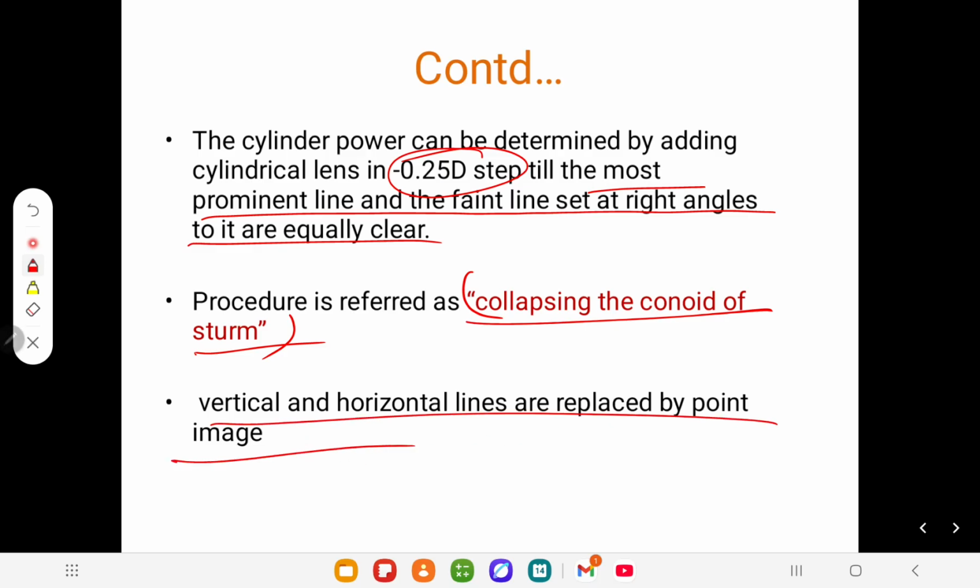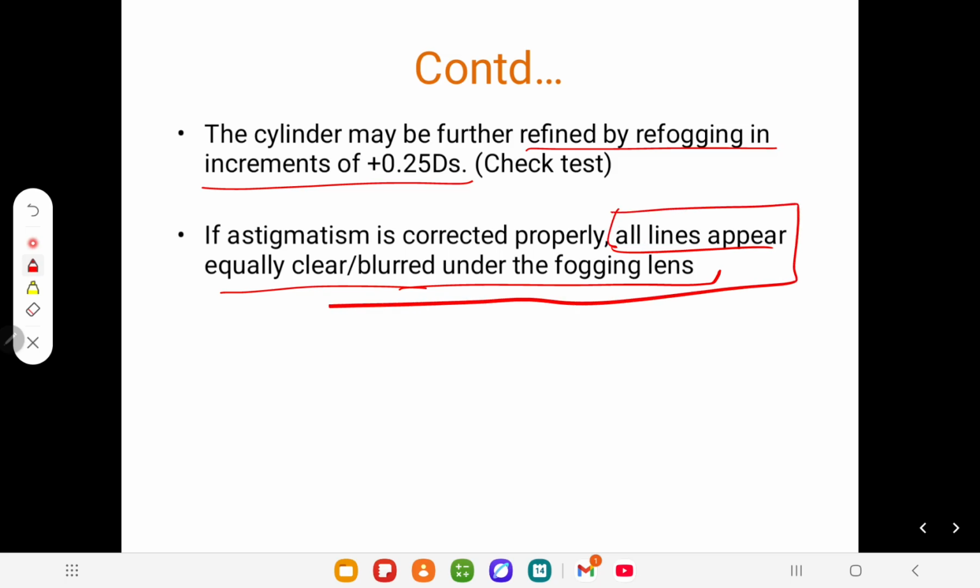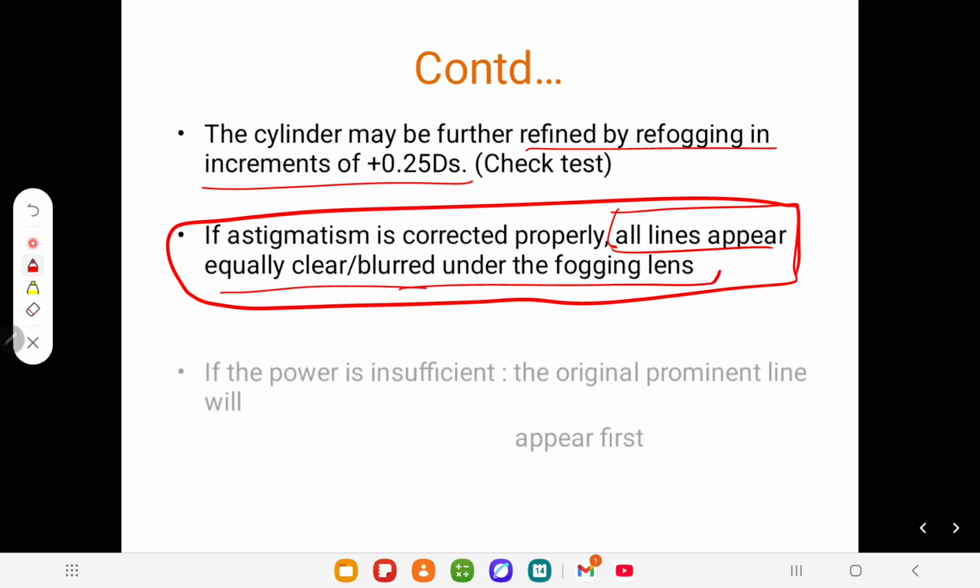So if you overcorrect the cylinder, what happens? The line which was previously clearer now becomes blurred by overcorrecting. The cylinder may be further refined by refogging in increments of 0.25. Check the test: if astigmatism is corrected properly, all lines appear equally clear or blurred under the fogging. So this is the final end point. It's a very important line.